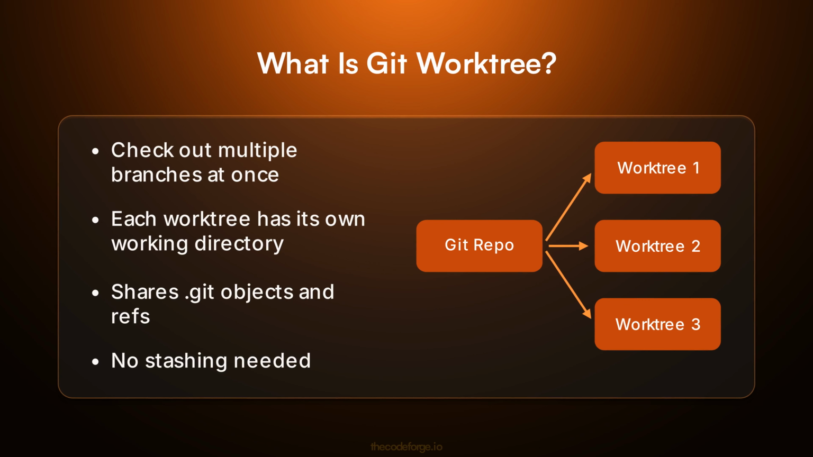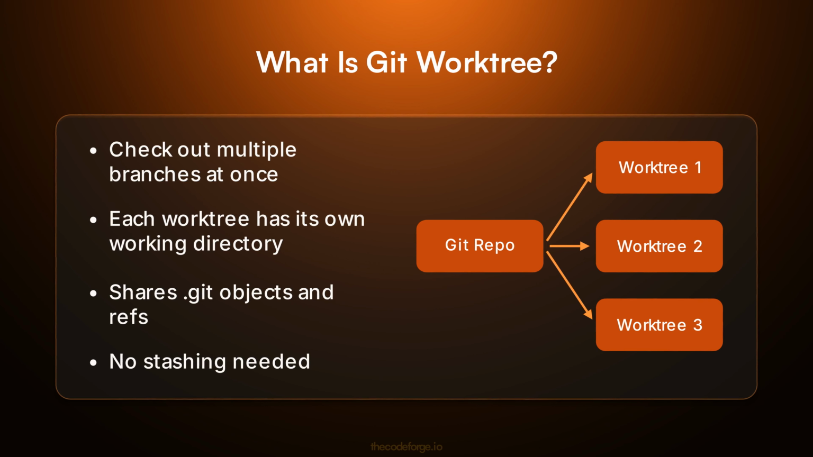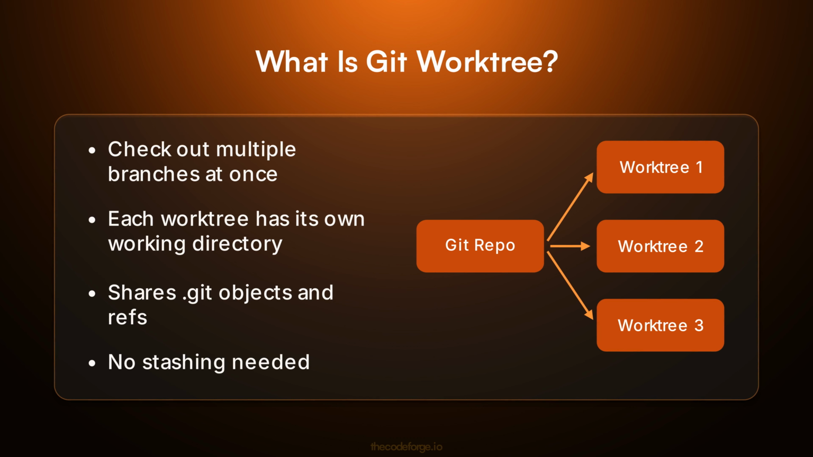Git Worktree creates independent working directories linked to the same repository. You can work on a feature in one window, review a PR in another, and hotfix in a third, all without switching branches or stashing.